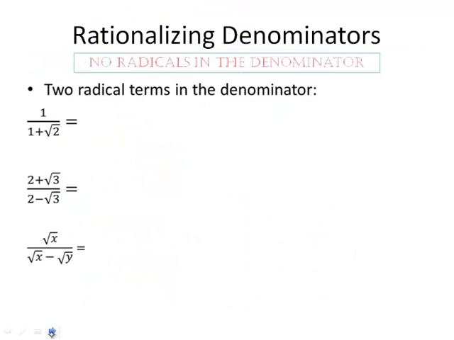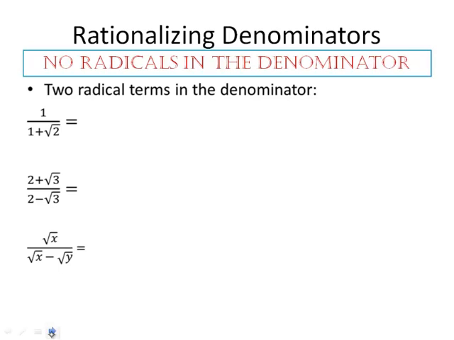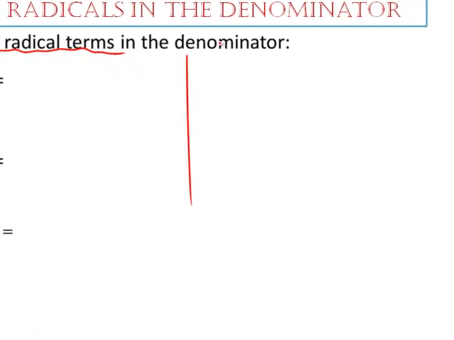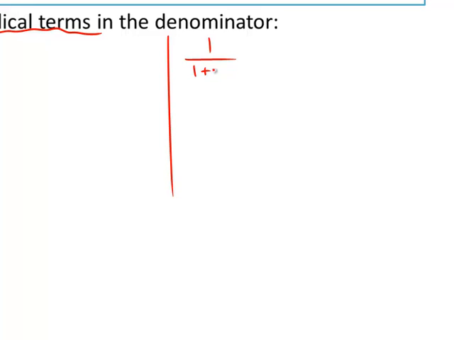Now, continuing on our no radicals in the denominator examples, here are some examples where there are 2 radical terms in the denominator. So, this may take a little bit more thought to get rid of the root. Let's play around a little bit here. We have 1 over 1 plus root 2. What if we multiplied by, and think of something and try it, and check it out, see if it works.